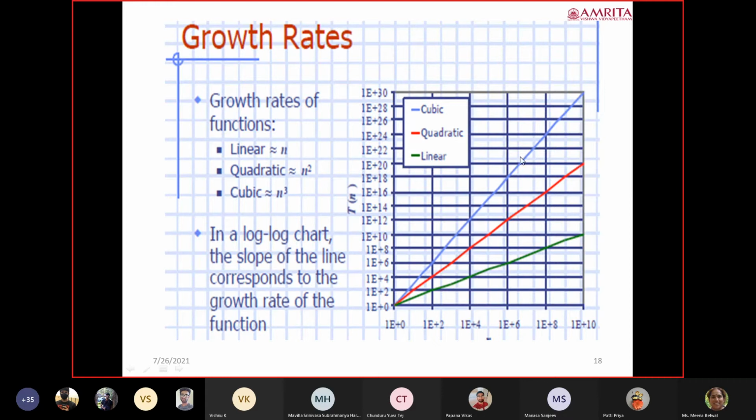Similarly, this is your cubic growth rate. Okay, cubic growth rate, if you see, for 1e+10, that is 10 to the power of 10.